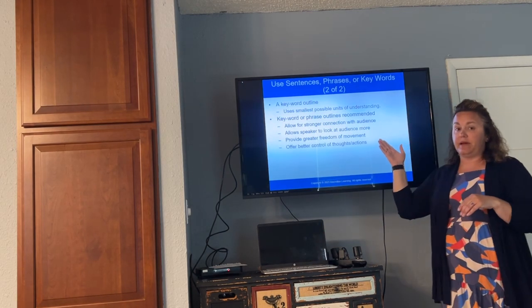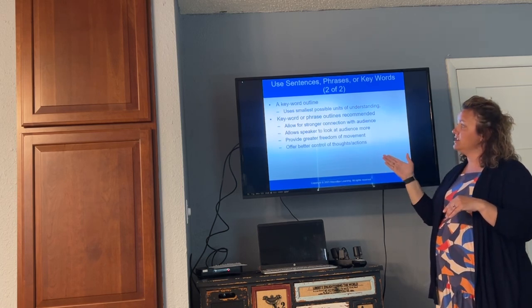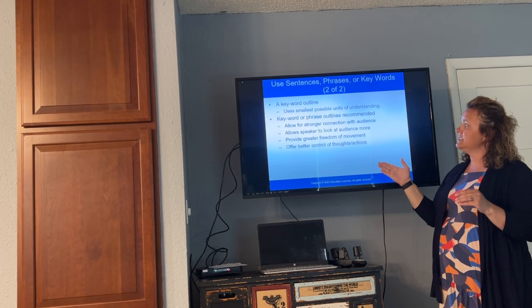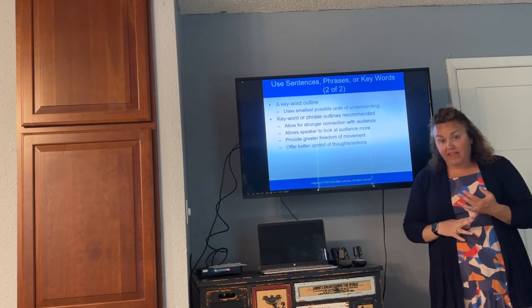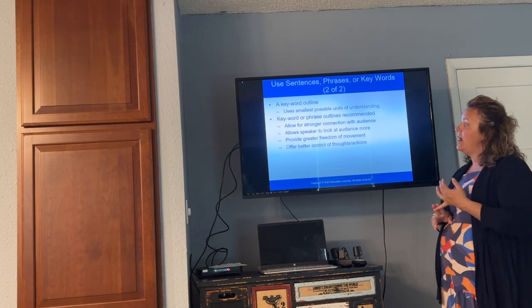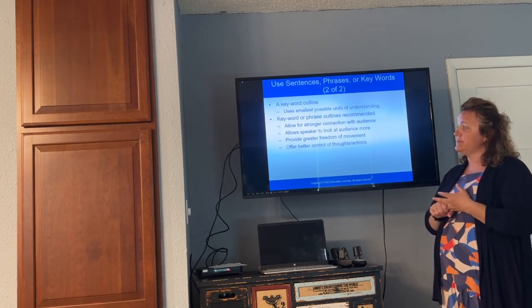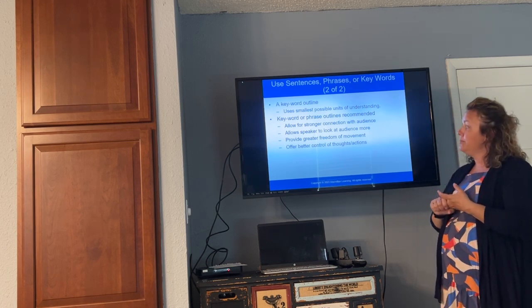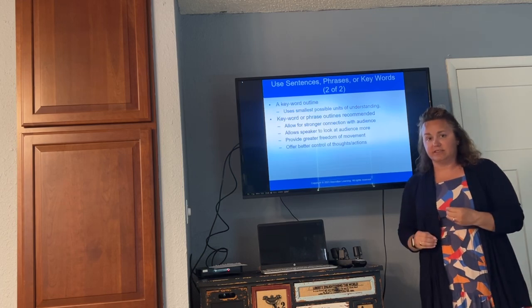This one is the best choice, a keyword outline. It uses the smallest possible units of understanding. Keywords are phrases, outlines, and they are recommended. Why? Because they allow for a stronger connection with the audience. It allows the speaker to look at the audience more, to provide greater freedom of movement, and to offer better control of thoughts and actions.